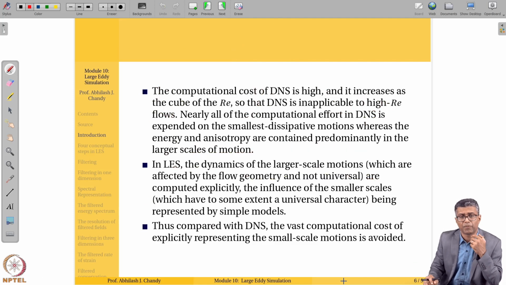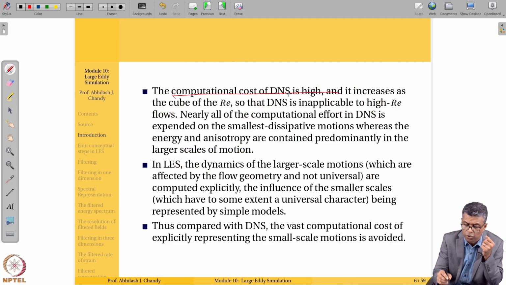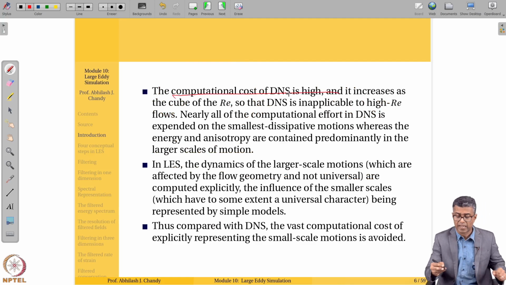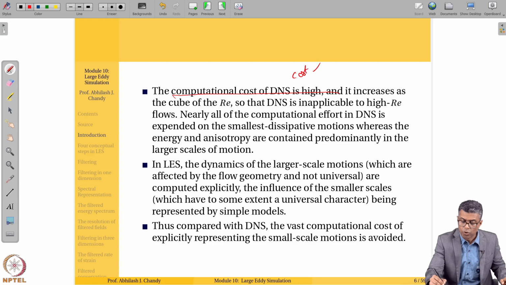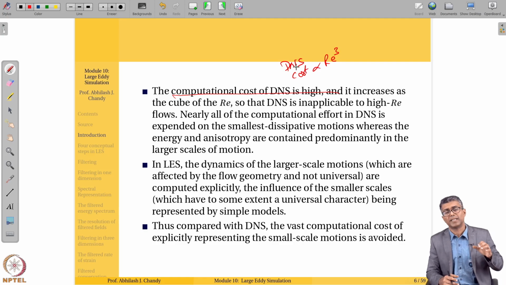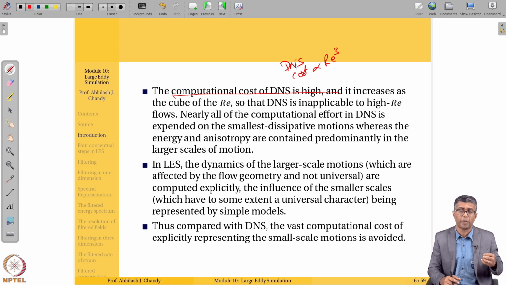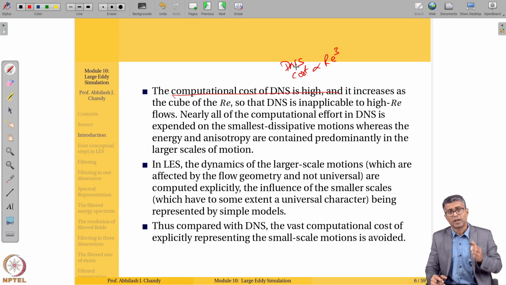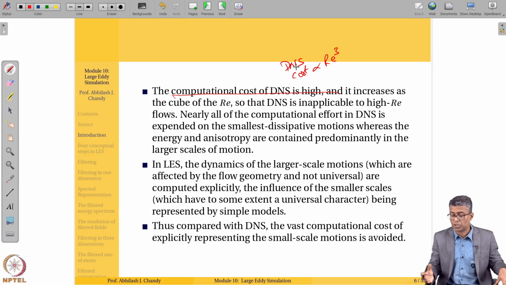Like we have discussed multiple times, the computational cost of DNS is very high, and it increases as the cube of the Reynolds number, right? So the cost is proportional to Re cubed. So in that sense, it cannot be applied to very high Reynolds numbers. Of course, as discussed in module 9, computers have gotten much faster over the last 10-20 years. So yes, can we do more DNS calculations of high Reynolds numbers than we could 10 years ago, 20 years ago? Of course, absolutely you could.